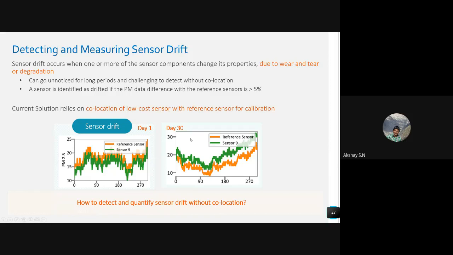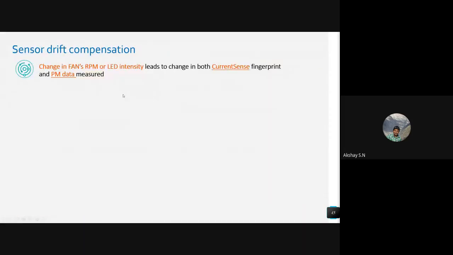And this is the example which I showed you. On day 1, both the sensors had similar data. On day 30, you see sensor 9 has now changed the data completely. The key question is, how do we detect this? Once the sensors are deployed in the field, how can we detect this and how can we solve this problem? The way to solve this is based on this key intuition that whenever there is a change in fan speed, or so what does sensor drift mean?